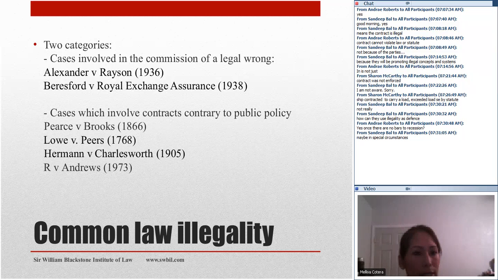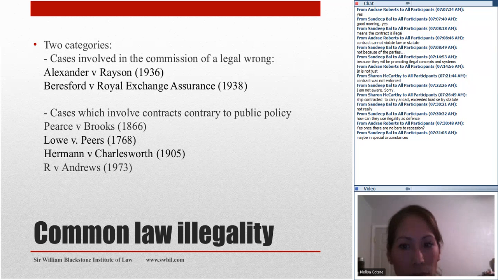In the first case, Alexander versus Rayson, what happened here is the landlord got his tenant to sign a rent agreement for £450, and then to sign a service agreement of £750. The landlord's objective was to defraud the revenue authorities by only showing the first document, which was related to the rent for £450.